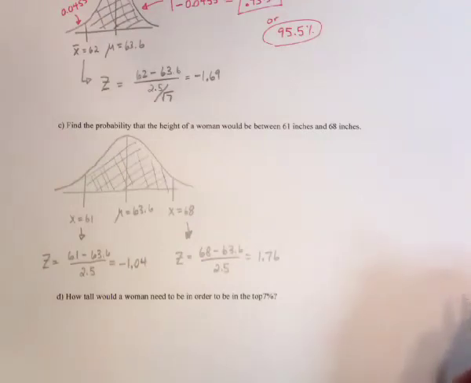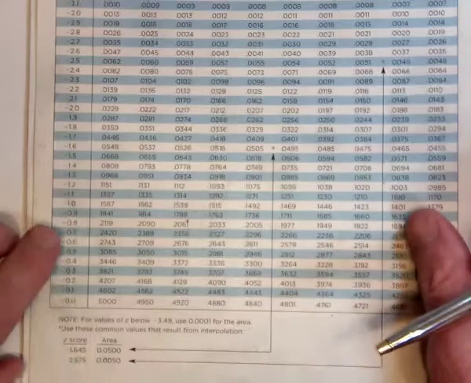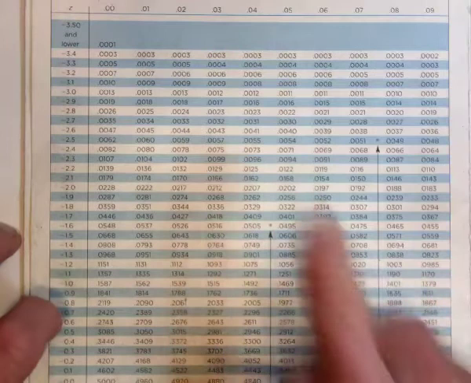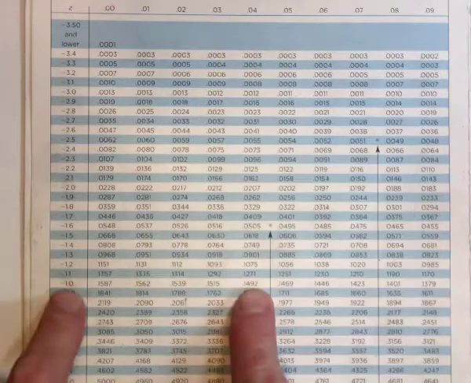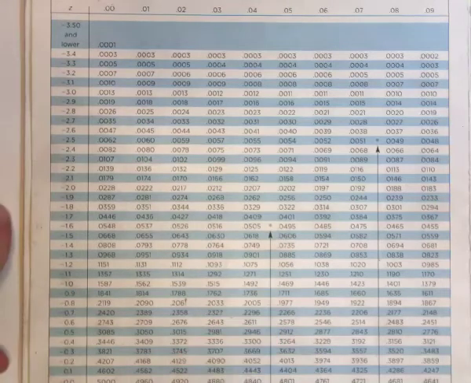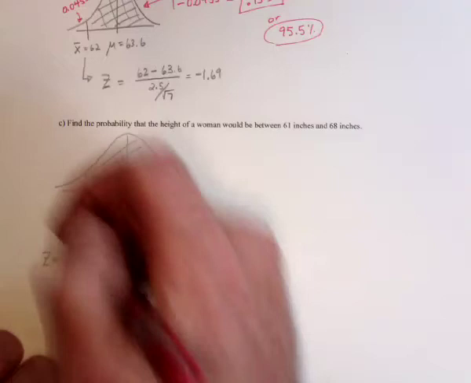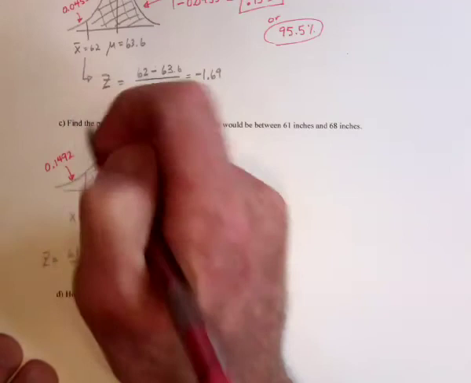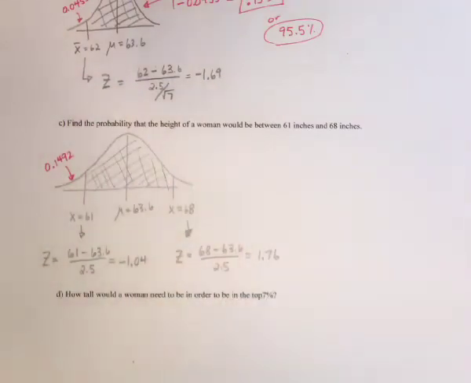And now just look up these two z-scores. The first one being the negative, it was 1.04. So negative 1.0. Okay, there's the 4 column. 1.04 will be a .1492. So this left tail is 0.1492. And then turn it over to the positive z-scores and look up a 1.76.